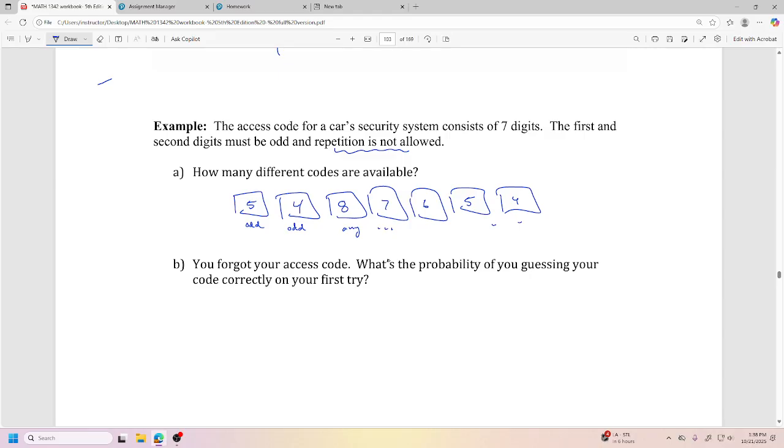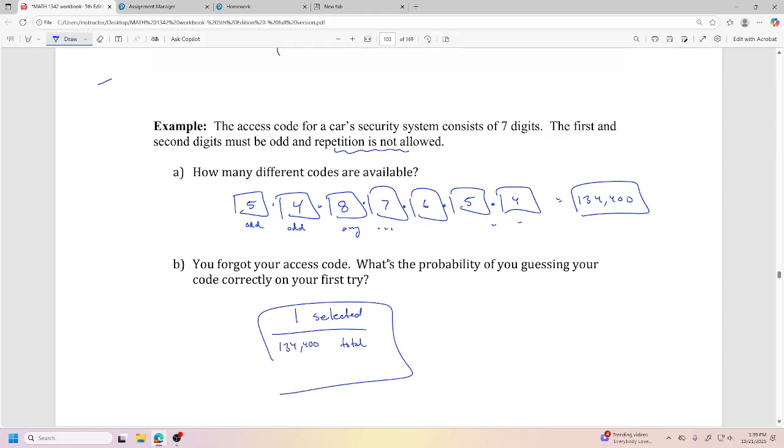What do I do with all these numbers? You multiply them. Very good. So I'm multiplying all these numbers together, and I'm just going to give you the answer because I don't need to pull up Desmos for this just yet. There you go. It says you forgot your code. What's the probability of getting it right on the first try? You do one code selected divided by the total of these, like 100,000 something, and there's your answer. That's pretty easy.